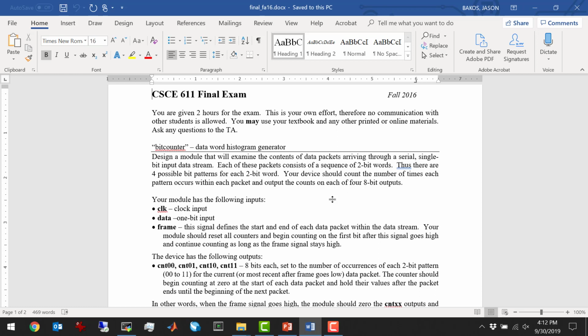So this asked you to create... This gives a bunch of specs. This is asking you to design a module called bit counter, which is a data word histogram generator. The idea is to design a module that will examine the contents of data packets arriving through a serial single bit input stream. Each of these packets consists of a sequence of 2-bit words. Thus, there are 4 possible patterns for each 2-bit word.